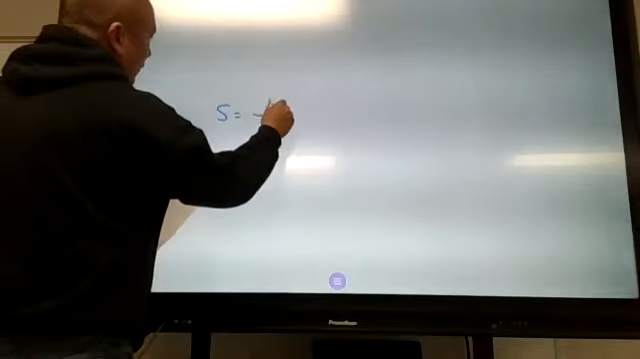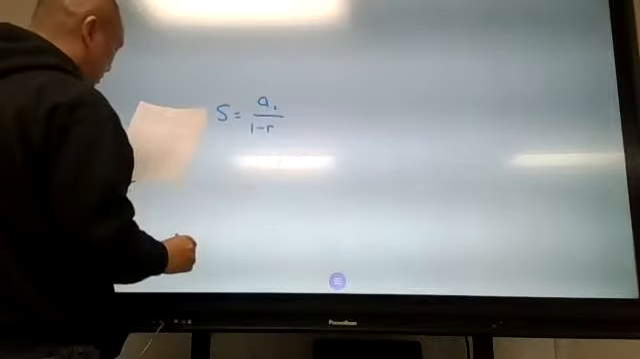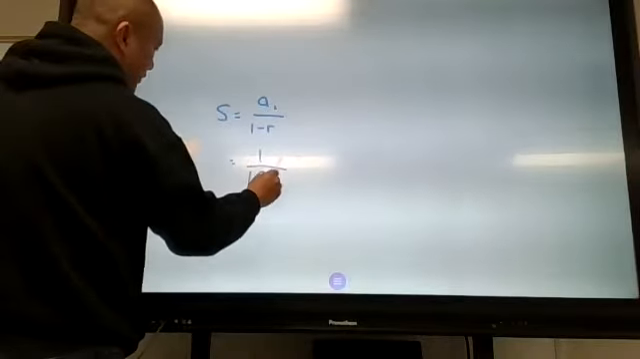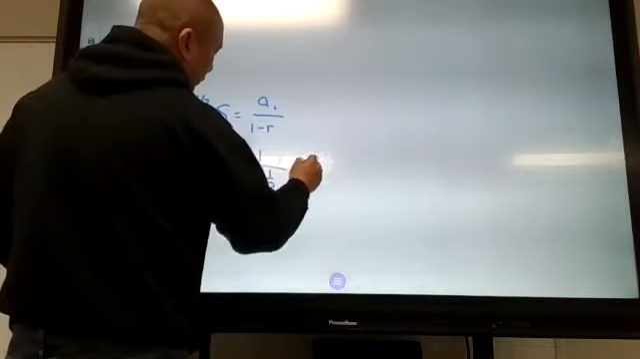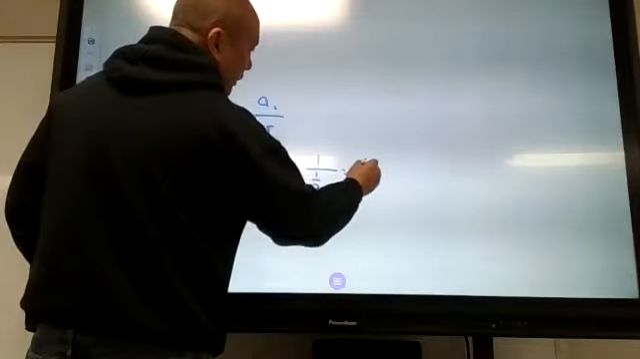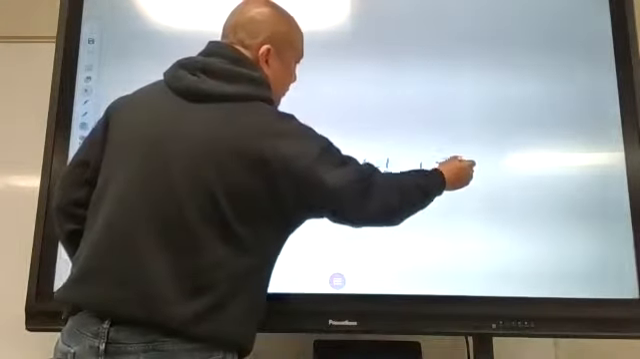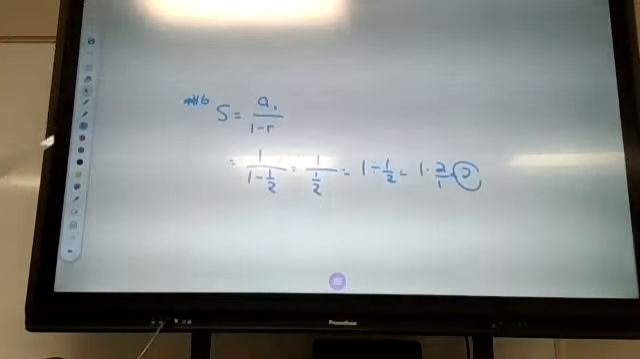Number 16. Remember the formula is S equals the first term over 1 minus r. So the first term is 1 over 1 minus, and the ratio is 1/2. So this equals 1 over 1/2, because 1 minus 1/2 is 1/2. This equals 1 divided by 1/2, which is also equal to 1 times 2 over 1, which is equal to 2. And that's the sum of that sequence.